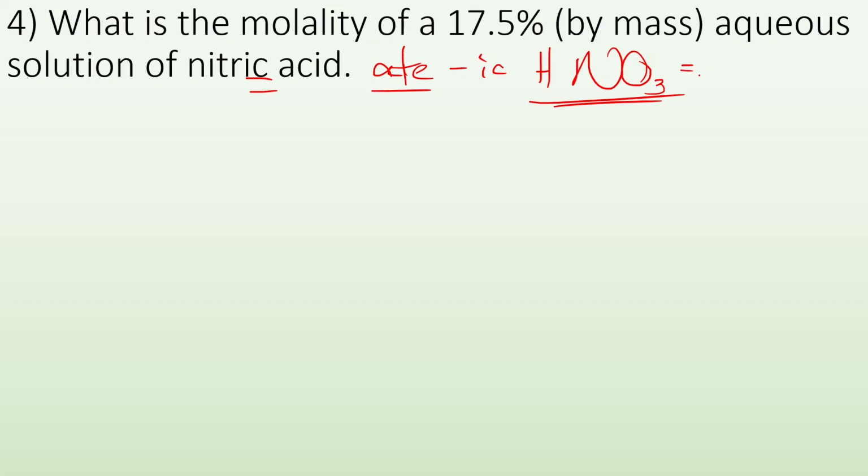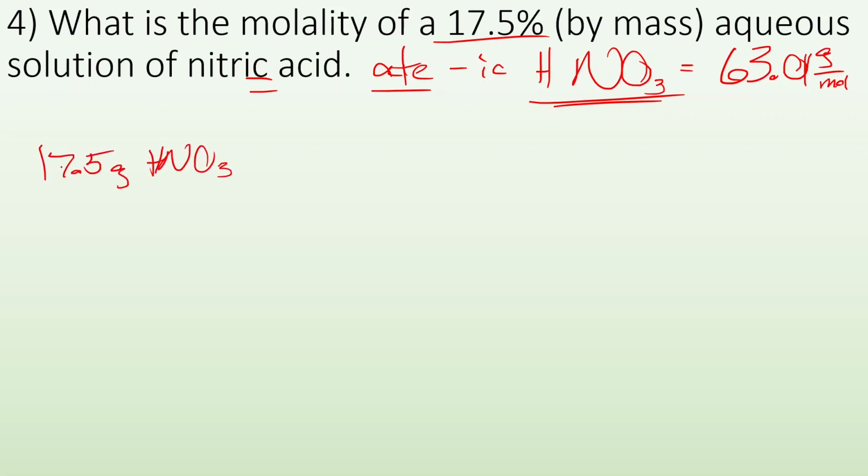It has a gram formula mass of 63.01 grams per mole. Now we go, all right, if I had 17.5% by mass, if I had 100 grams, I'd have 17.5 grams of HNO3, which means the rest of it, the 82.5 grams, is H2O.